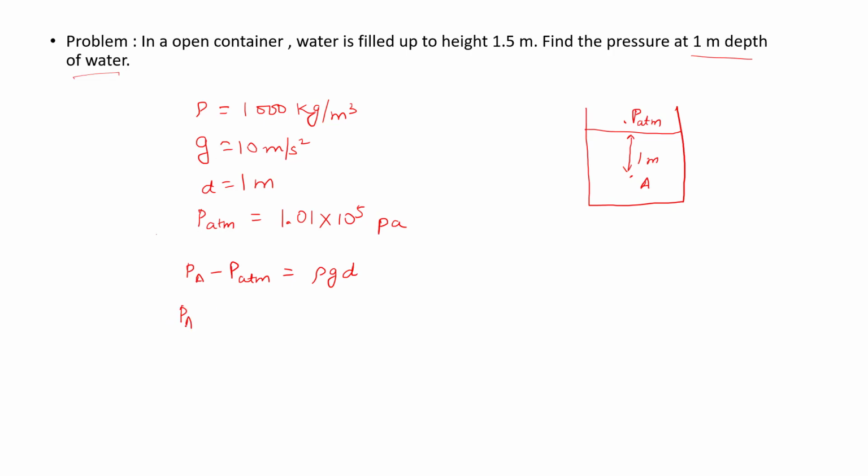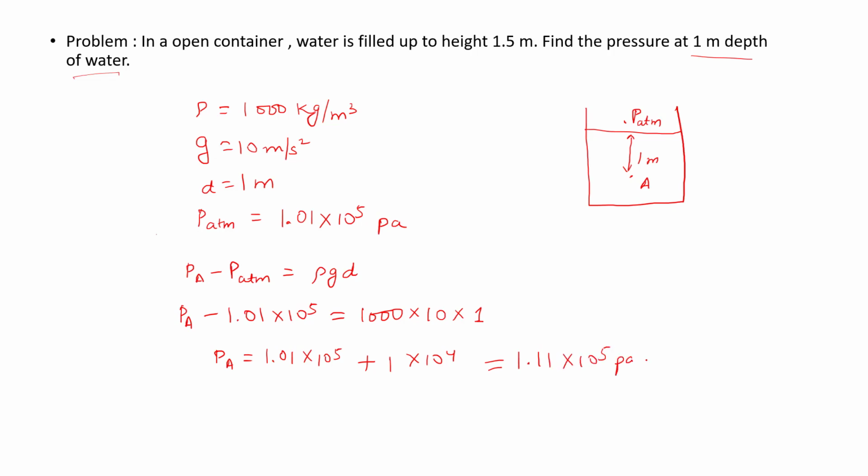Now PA, I have to find it out. PA minus the atmospheric pressure is equal to rho, the value of rho is 1000, into g, which is 10, into depth, which is 1 meter. So PA is coming out as 1.01 into 10 raised to power 5 plus 1 into 10 raised to power 4, which is equal to 1.11 into 10 raised to power 5 pascal. So the pressure at point A is equal to 1.11 into 10 raised to power 5 pascals.